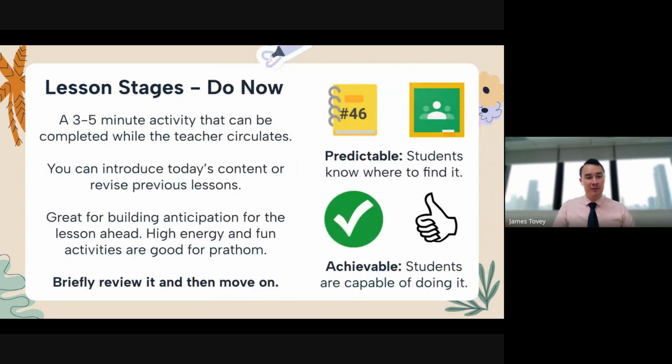Now, we'll go into this just briefly about the different stages. So you do now. The idea is we start off with a 3 to 5 minute activity that can be completed while the teacher circulates. So the students can go ahead and start working on that straight away, and the teacher can set up the class, get it all ready. If they've got activities around the room, maybe setting up some stations, they can do that, and then the teacher can go and check in, make sure everyone's on track.